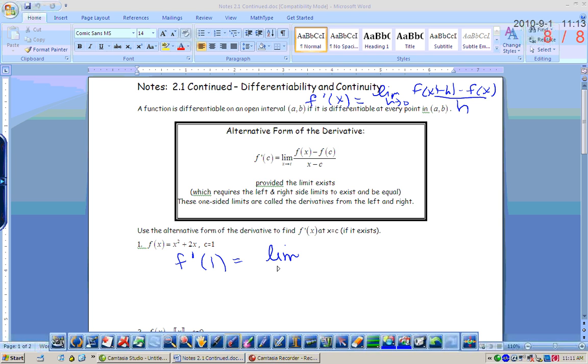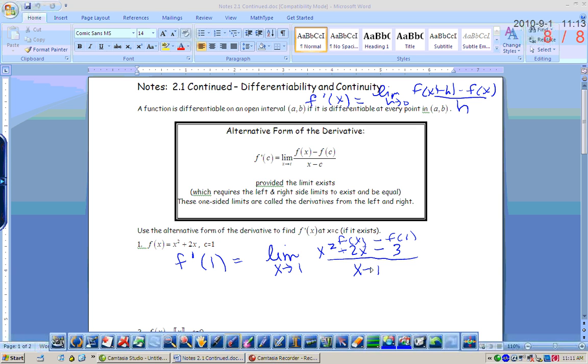And that equals the limit as x approaches 1 of f of x, which is just given to me, x squared plus 2x, minus f of c. Well, in this case, f of c is f of 1, which would be 3. And then divided by what? X minus 1. Good. So on top, I took f of x minus f of 1.